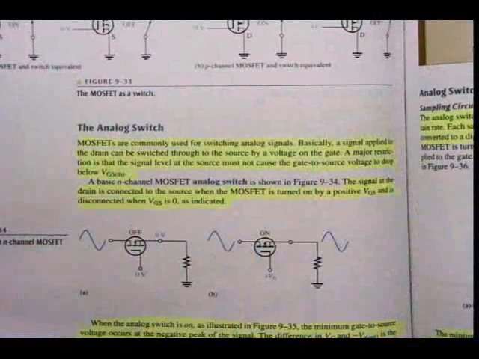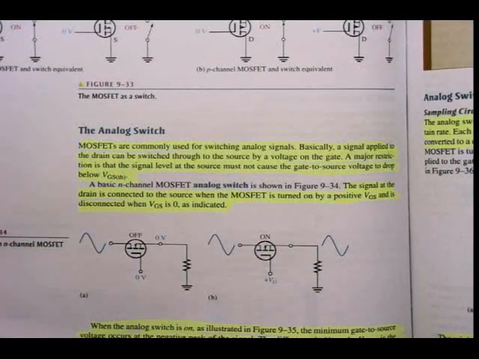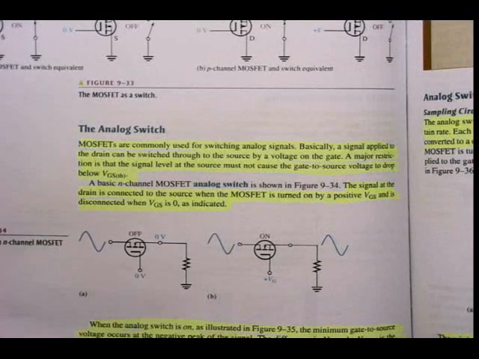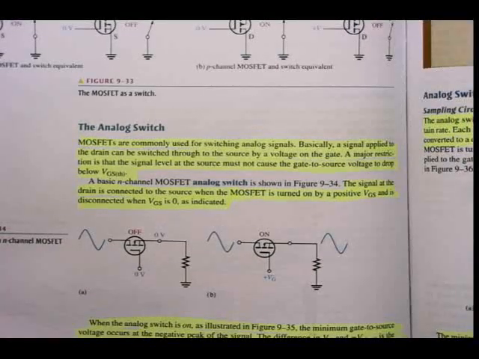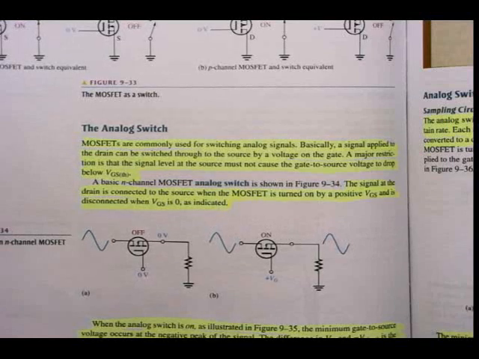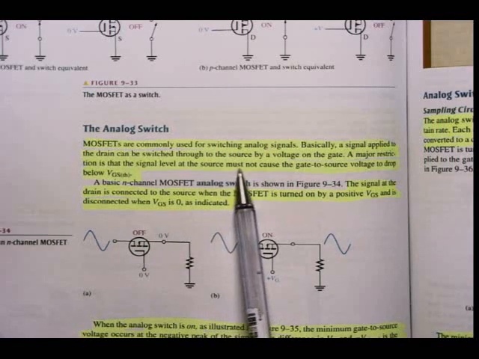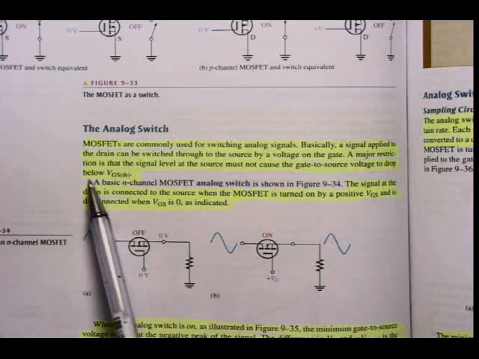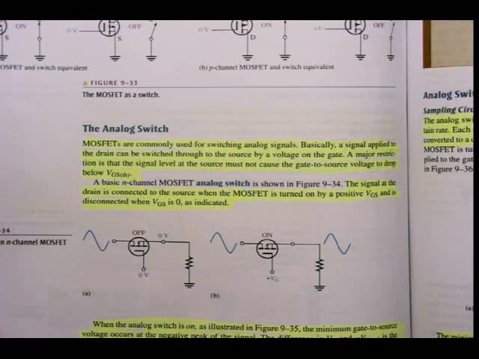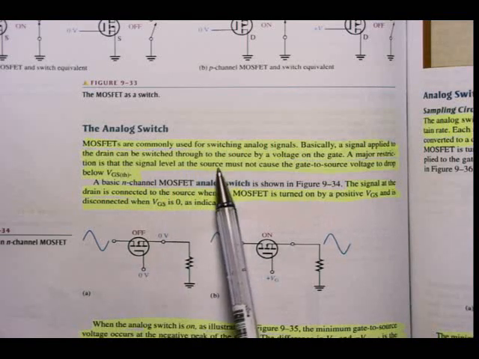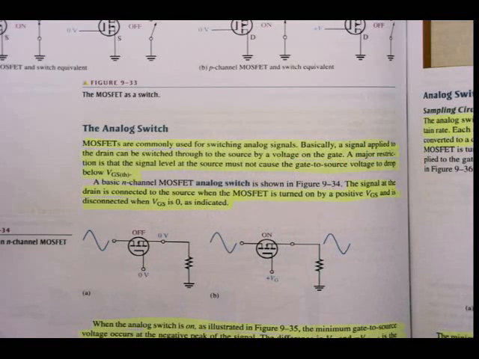The analog switch, also just below figure 9.33: MOSFETs are commonly used for switching analog signals. Right? Basically, a signal is applied to the drain and can be switched through to the source by a voltage on the gate. The major restriction is that the signal level at the source must not cause the gate to source voltage to drop below VGS threshold. Please underline that. That is important. The major restriction is that the signal level at the source must not cause the gate to source voltage to drop below VGS threshold.